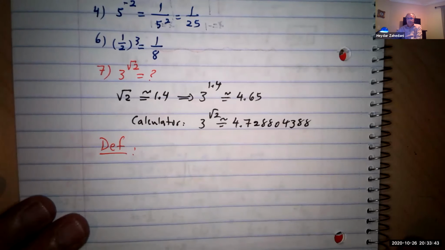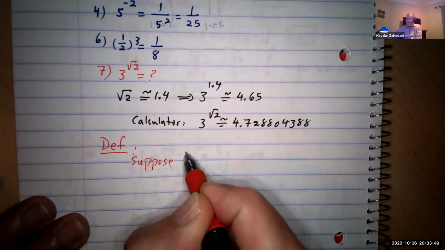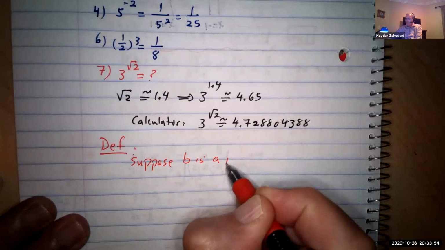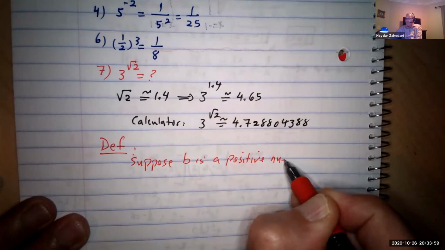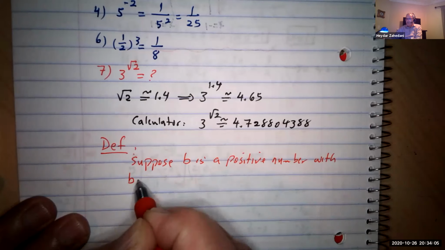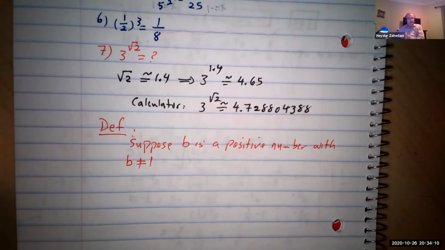So what is the definition of the exponential function? Okay, so I need a base. So suppose the base, I go with a b. b is a positive number with one condition. The condition is b cannot be equal to 1. Because if it's going to be 1, b to the x is just 1. Okay, so b must be positive and b cannot be equal to 1. So suppose b is a positive number with b not equal to 1.